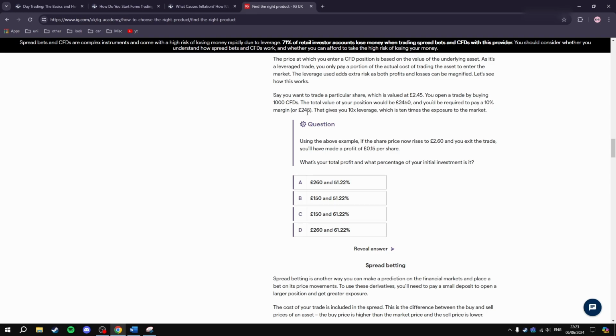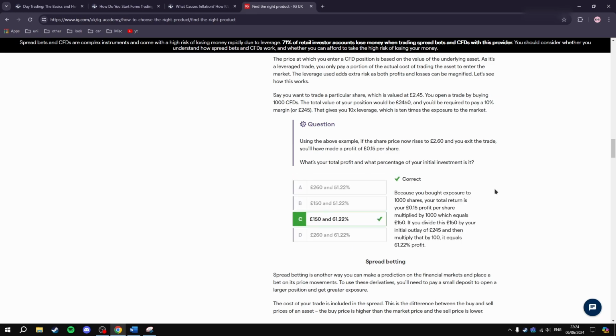Let me just get a calculator up. So that would be 150 divided by 245, which is your margin. Then times by 100, 61.2%.